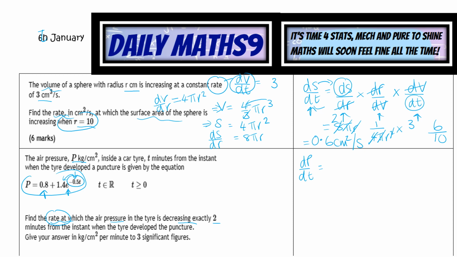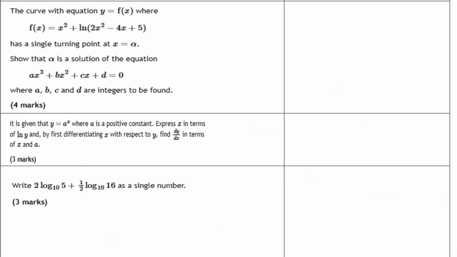So a half times 1.4 is going to be 0.7, and it's minus a half, so it's minus 0.7 e to the minus 0.5t. Now all we need to do is put in that t is 2. So if we do that on our calculators, it comes out to 3 significant figures to be 0.258. Now what we're measuring, pressure, which is kilograms per centimetre squared, and because we've done dt, it's going to be per minute.